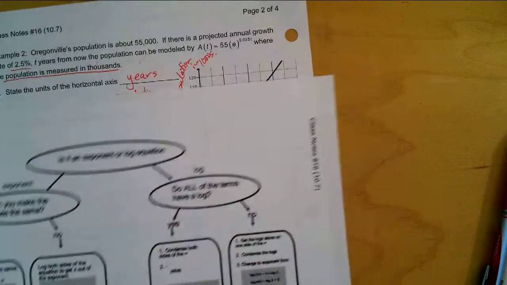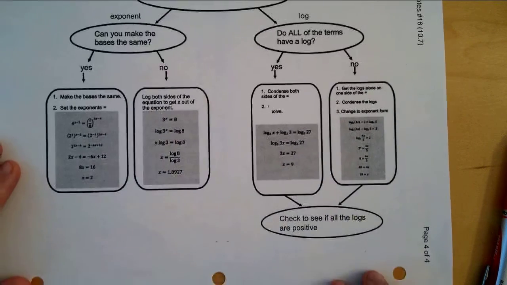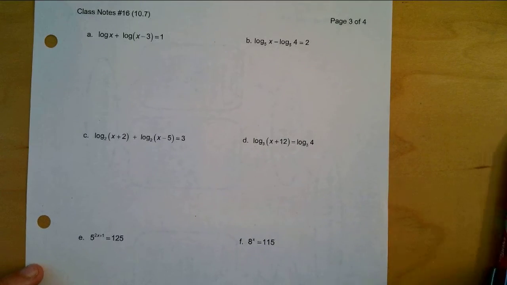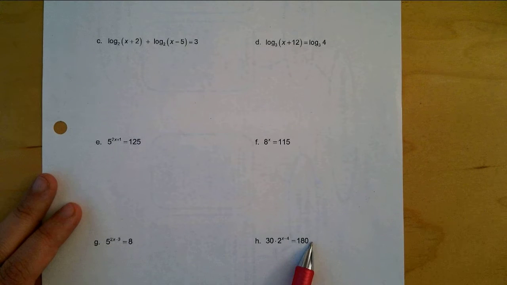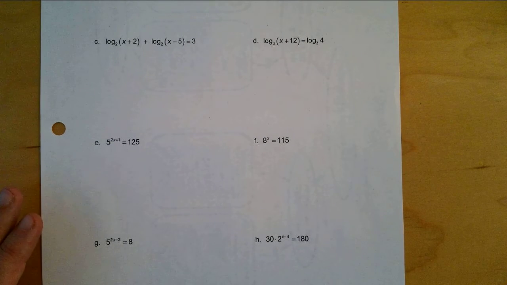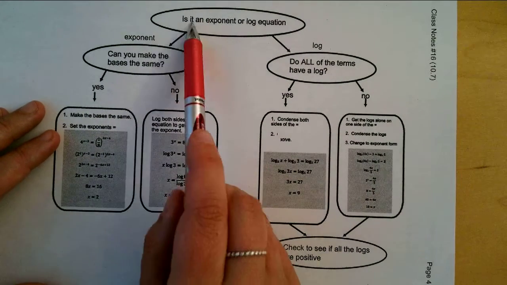Okay, before we start page 3, which has multiple problems, let's just look at this little flow chart on the very back, and this is on page 4. When we're solving, we want to ask ourselves, because we have multiple different kinds of equations here. We have equations that have logarithms, and then we have equations where the variable is in the exponent. And we know right now that exponents and logs are inverses of each other, right? So you could refer to this flowchart.